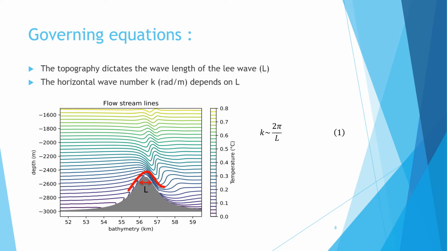Now, let's take a look at the governing equations. First, one important thing to remember is that the flow is going up over the bump and down on the other side. This means that the shape of the topography dictates the wavelength of the Lee wave. The wavelength is L. Also, the horizontal wave number K depends on L, and we can see this relationship in equation number 1 that is written just over here.